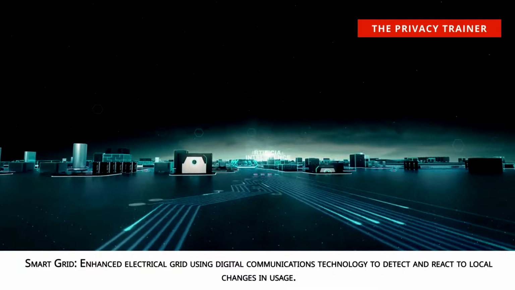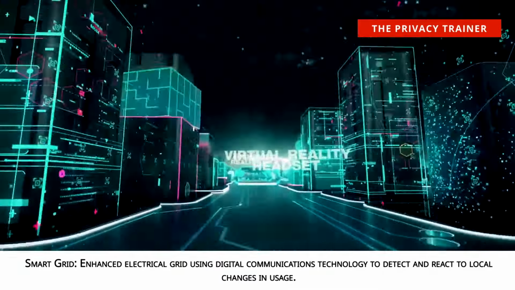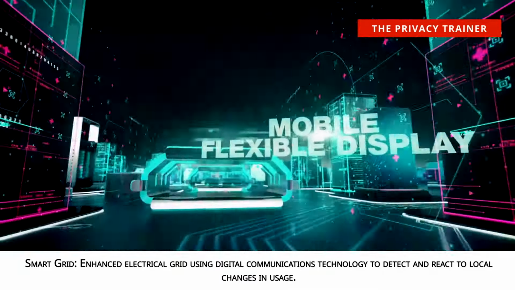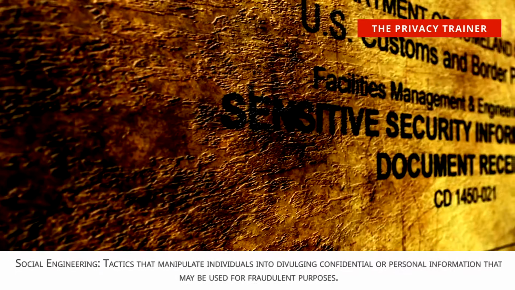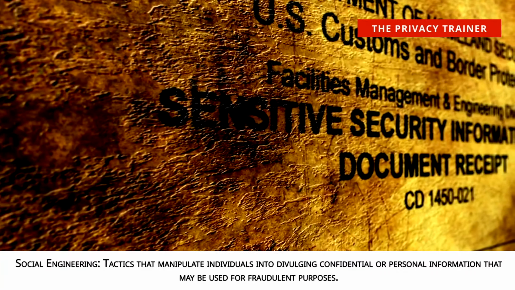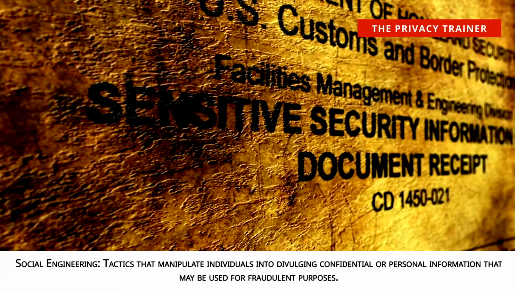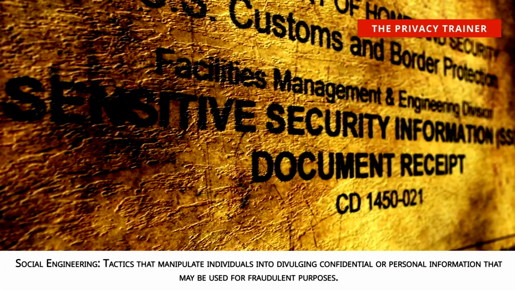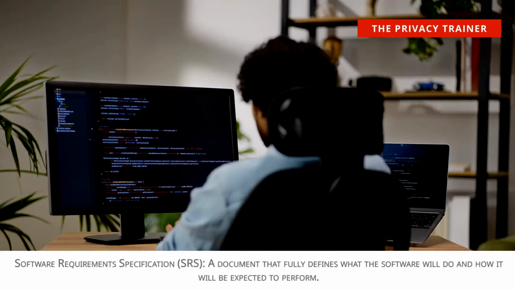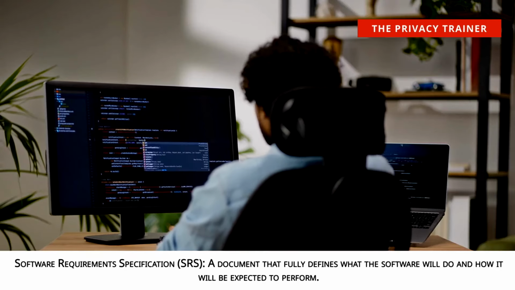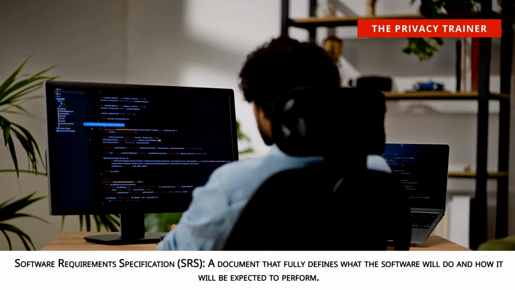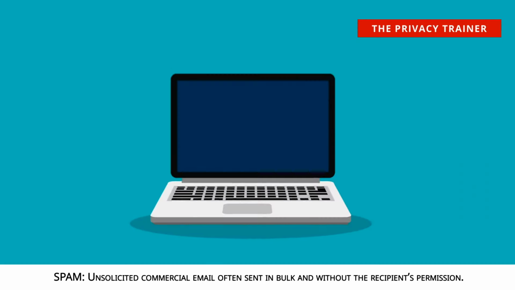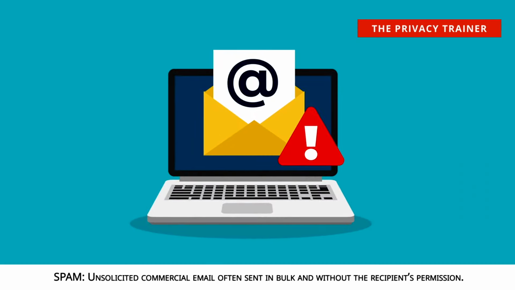Smart grid, enhanced electrical grid using digital communications technology to detect and react to local changes in usage. Social engineering, tactics that manipulate individuals into divulging confidential or personal information that may be used for fraudulent purposes. Software Requirement Specification, SRS, a document that fully defines what the software will do and how it will be expected to perform. Spam, unsolicited commercial email often sent in bulk and without the recipient's permission.